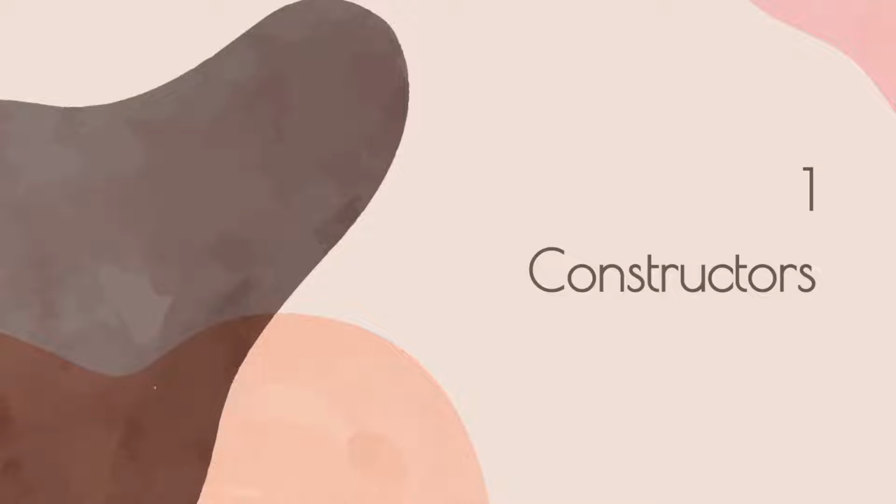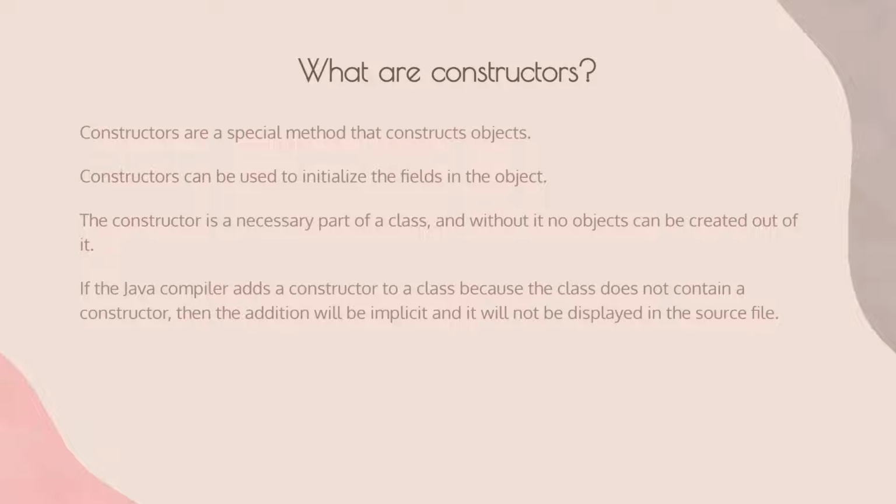So first, constructors. Constructors are a special method that constructs objects. However, unlike a method, it does not have a return value. Constructors can be used to initialize the fields in the object. The constructor is a necessary part of a class, and without it, no objects can be created out of it. Therefore, if you do not explicitly define the constructor, the compiler adds one for you.